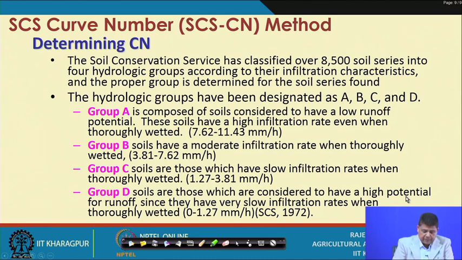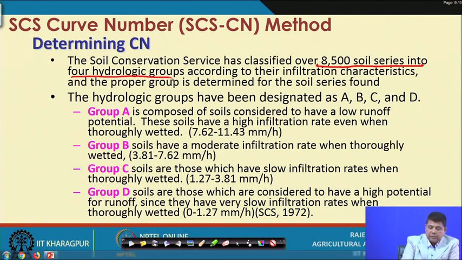And for determining curve number, what SCS did is that they classified around 8,500 soil series into 4 hydrological groups, and these groups are designated as A, B, C and D. So, soil hydrological group A, B, C and D. All the soils, all the data that was available, SCS classified them into 4 categories based on their infiltration characteristics. So, the categories are group A, group B, group C and group D, and of course, it is based on the infiltration characteristics.